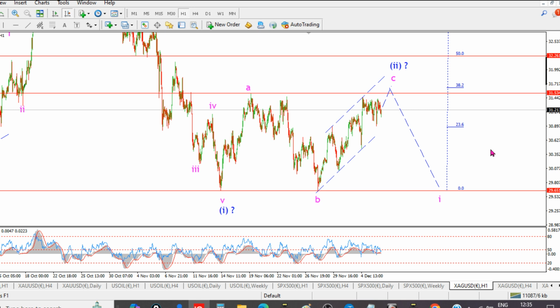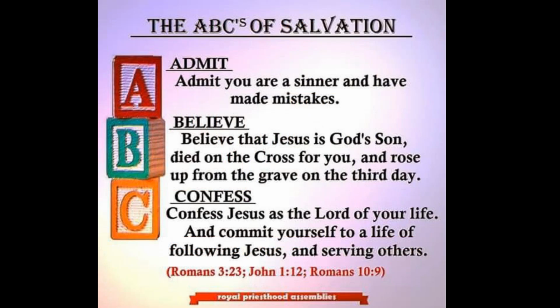And that is that. I'll leave you with the good news. I always end each of these. I think I kind of sabotage my business, to be quite honest, but I always end each of these Elliott wave updates with the presentation of the good news of the Messiah.